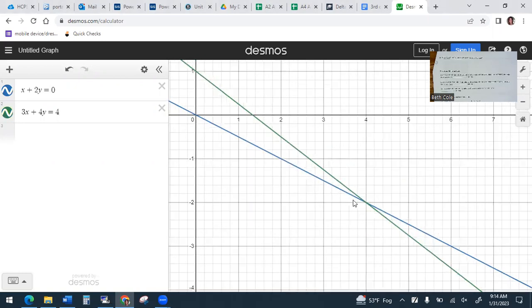Okay, so here's the intersection. What are x and y? Write down on your paper, x equals 4, y equals -2. How much work did I do? Literally none. I typed it in the calculator. X is 4, y is -2.